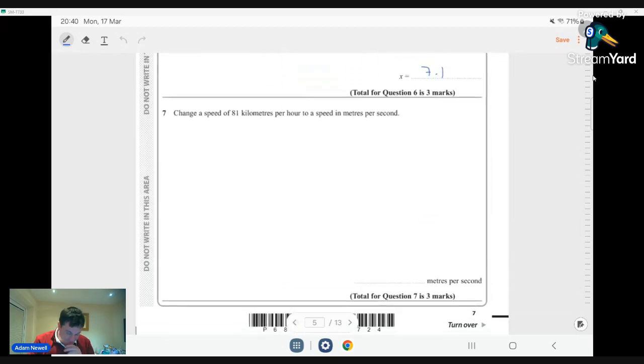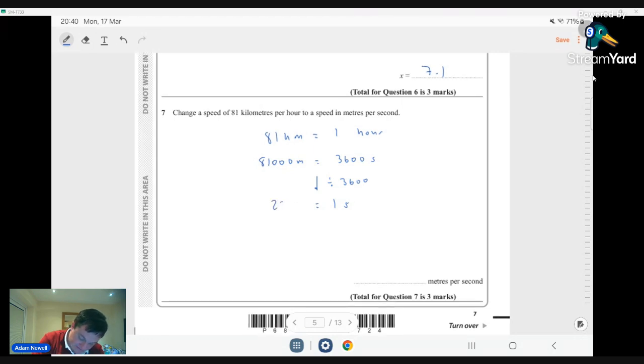Question number 7. So if I know that 81 kilometers is equal to 1 hour, and I've got to turn it into meters per second, firstly, 81,000 meters must equal 3,600 seconds. Dividing both sides by 3,600, I get 1 second is the same as 81,000 divided by 3,600, which gives me an answer of 22.5 meters. So that means it'll be 22.5 meters per second.